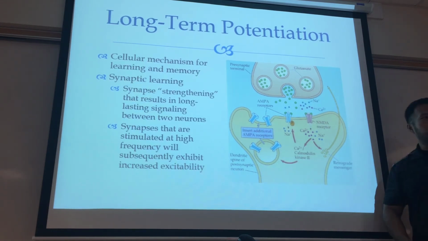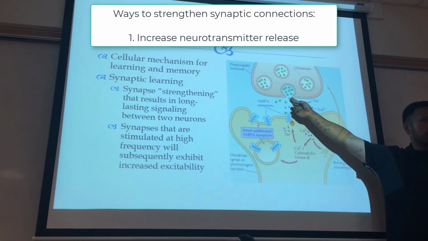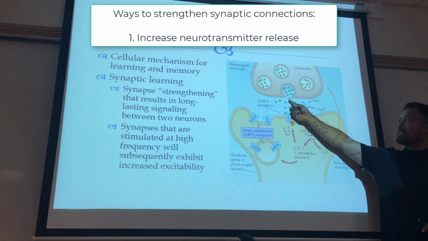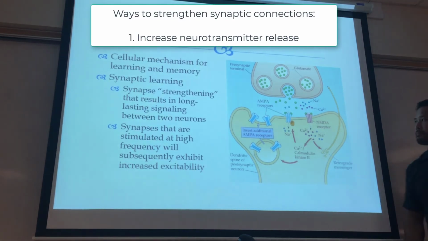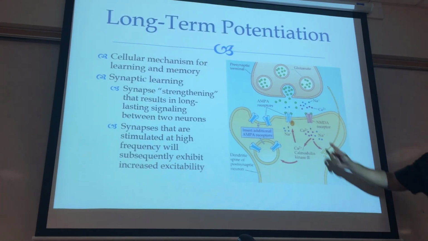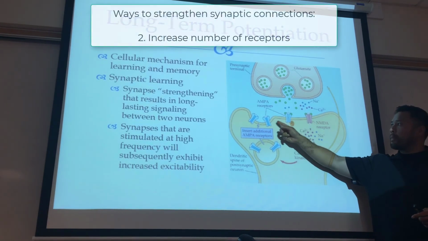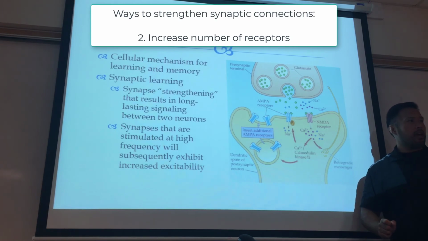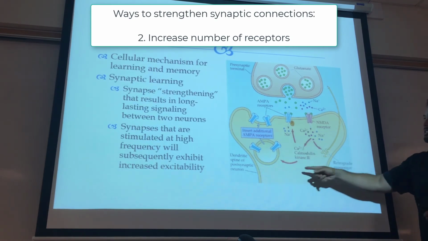Well, number one, you would think, yeah, produce more neurotransmitters. Okay. Do we really see that? Yeah, we see a little bit of it. What about enhancing the number of receptors? Yeah, we actually do. And this is the process that takes place.